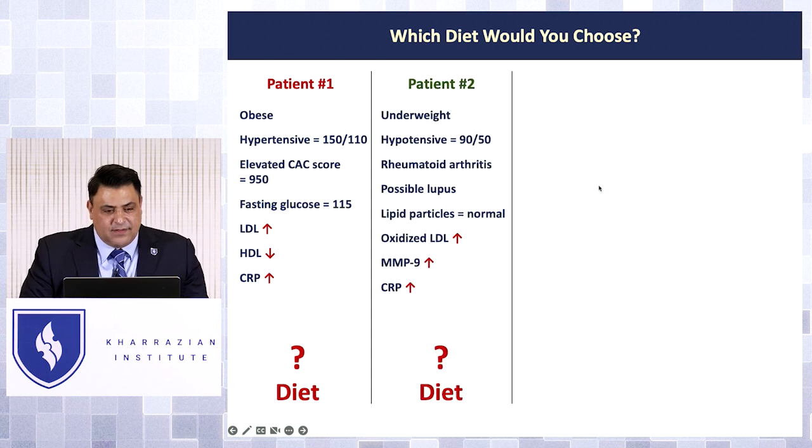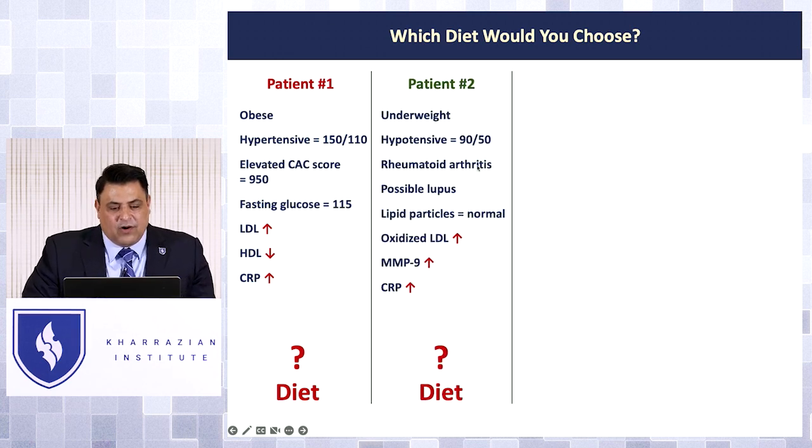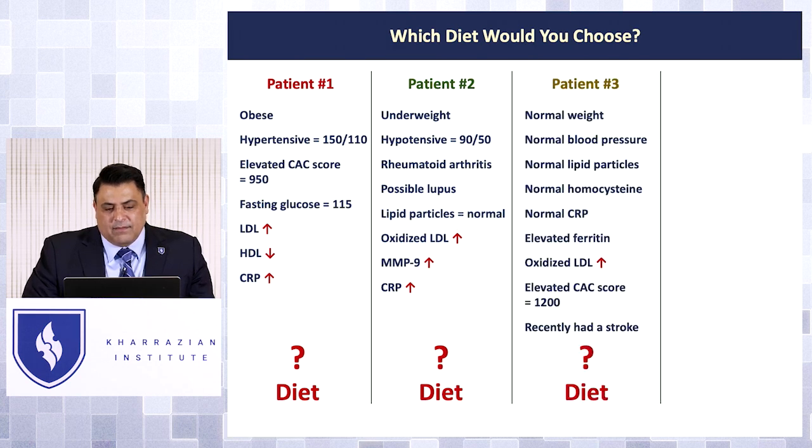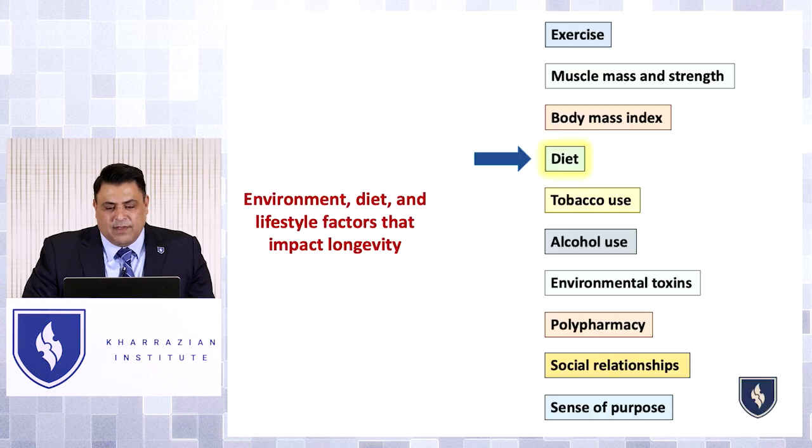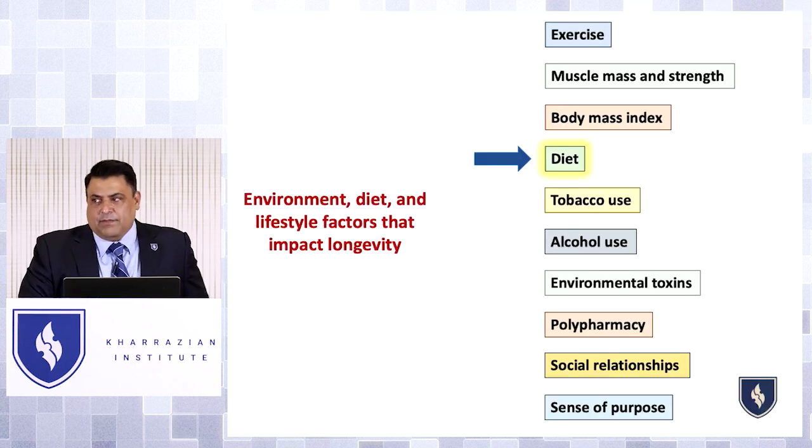If someone's underweight, hypotensive, had RA and possible lupus, and had cardiovascular risk markers, you probably want to make sure they can increase their caloric intake and not eat foods that are going to trigger their autoimmune disease. So a higher fat diet may be appropriate for them, without lots of gluten and dairy and lectins and so forth. But that's the concept as you go through these different patterns.